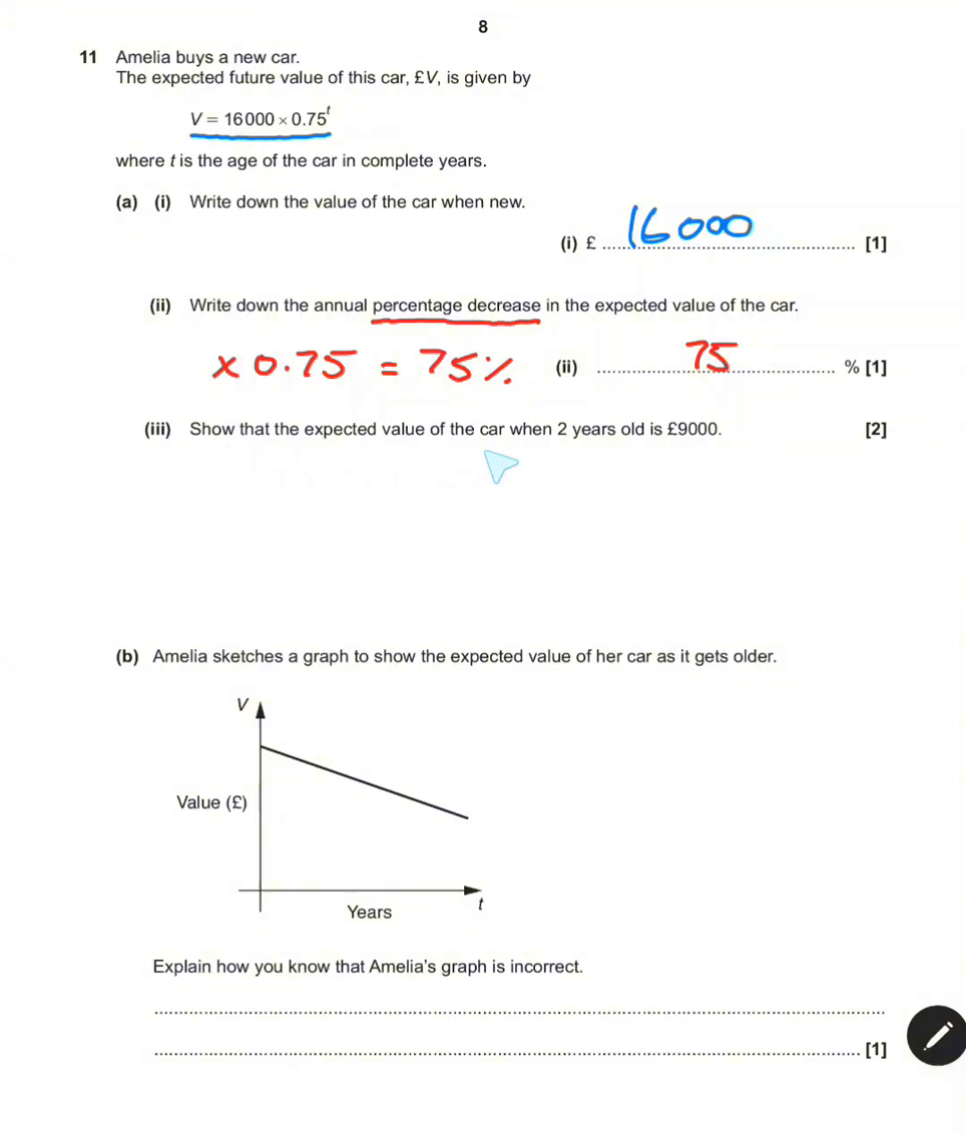And then it says show that the expected value of the car when 2 years old is 9,000. So we just need to put T equals 2 into this formula. So we've got 16,000 multiplied by 0.75 squared. What we might want to do, because this is a non-calculator paper, is to think about 0.75 as 3/4.